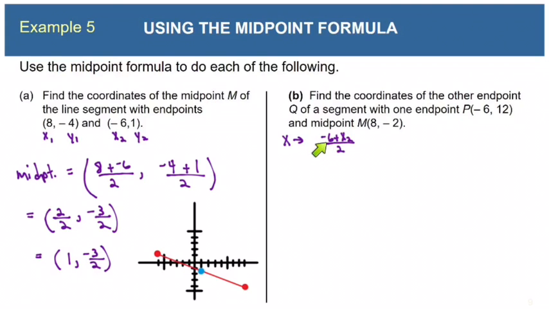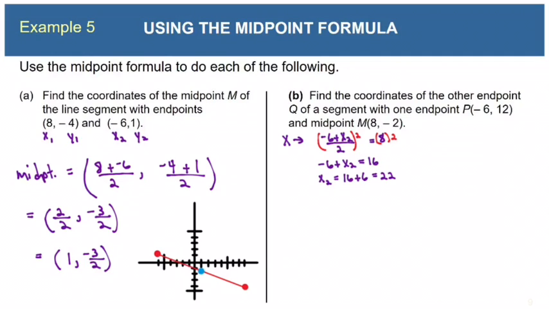So here's what we have. We know that to find the midpoint of the x coordinate, we should add the two x's together and divide by 2. So negative 6 plus our unknown x divided by 2 is supposed to equal 8, because that's the x coordinate of the midpoint. Now if we multiply both sides by 2, the 2's cancel and the right side becomes 16. So we have negative 6 plus x2 equals 16. Now let's add 6 to both sides and we'll have x2 equals 22.